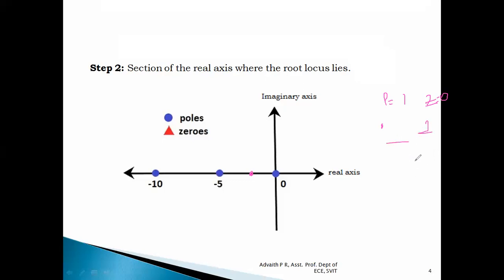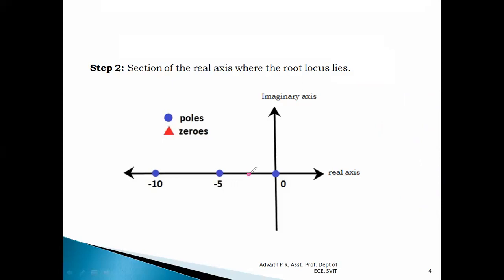In the same case, if we have one pole and one zero towards the right hand side of our test point, 1 plus 1 is 2. So if there is an even number of poles and zeros, root locus will not exist there. The same thing is being shown out here.